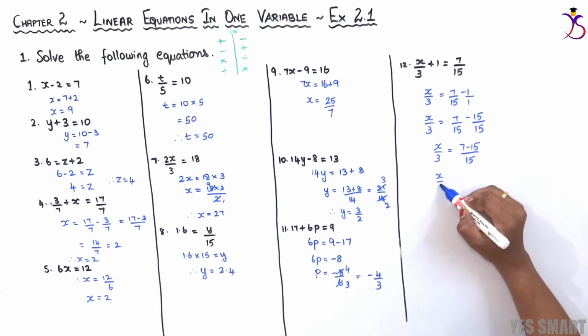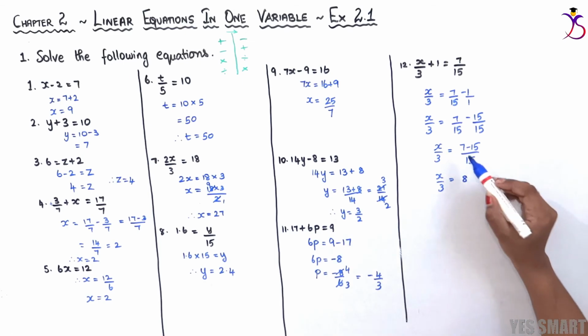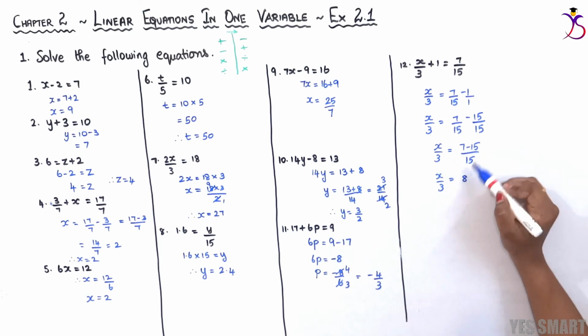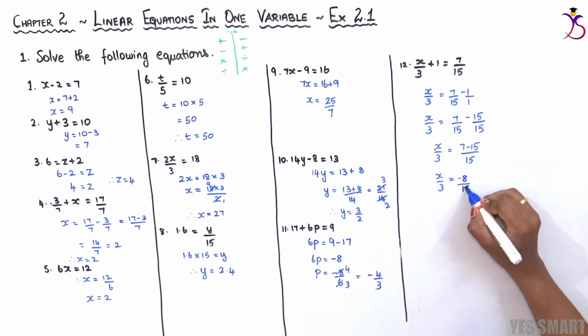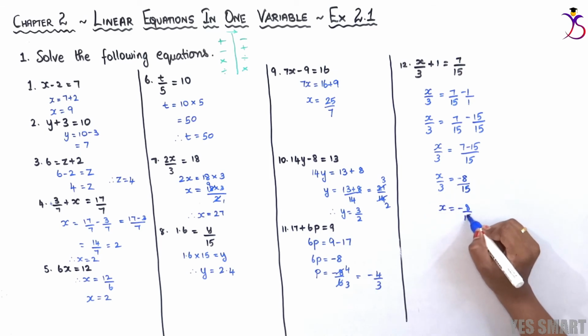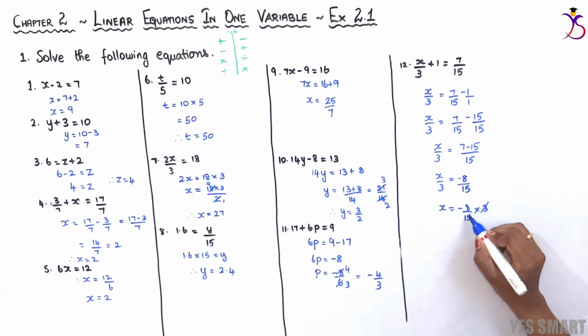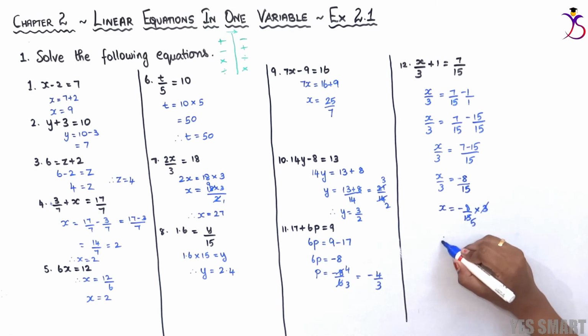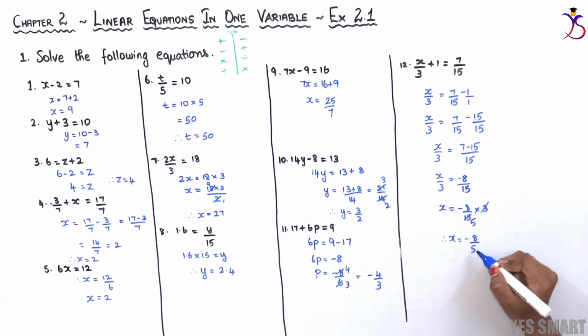x by 3 equal to plus into minus is minus. When we subtract, we will get 8. The greater number is 15. The sign of 15 is minus. So minus 8 by 15. Now let's transpose the 3 which is in division. x is equal to minus 8 by 15 into 3, because when division is transposed, it becomes multiplication. 3 ones are 3, 3 fives are 15. So the value of x is equal to minus 8 by 5.